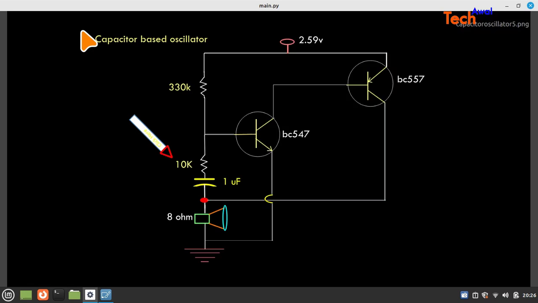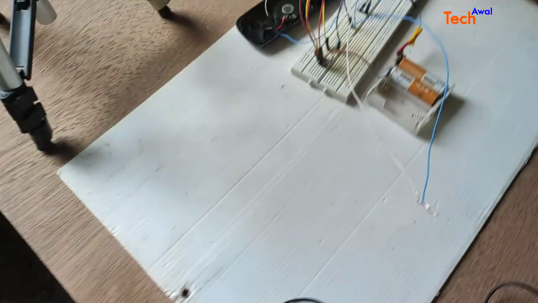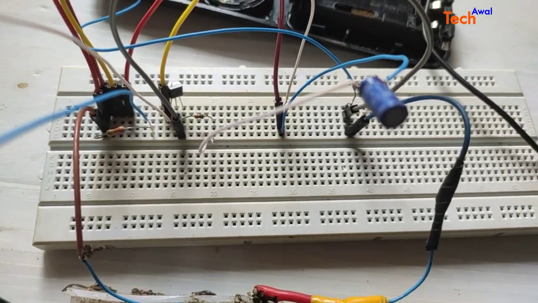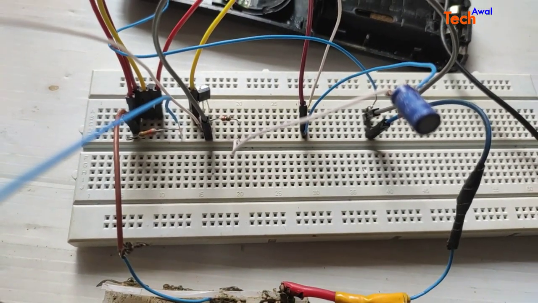Okay, so now we'll see the circuit from a close view. So that is the first idea. I'll show the circuit diagram. So it is oscillating. So, a little closer, how it is connected.